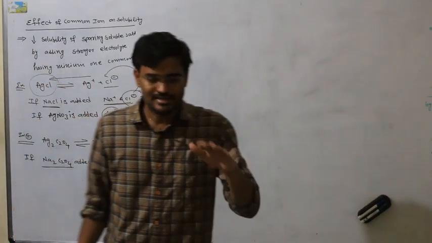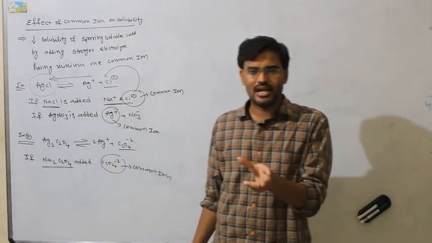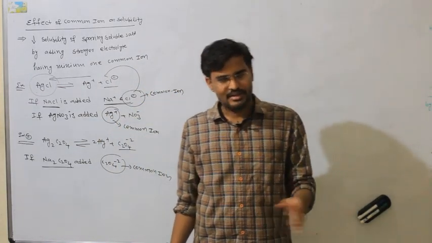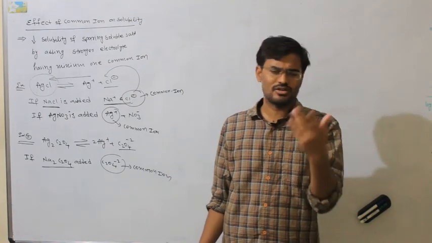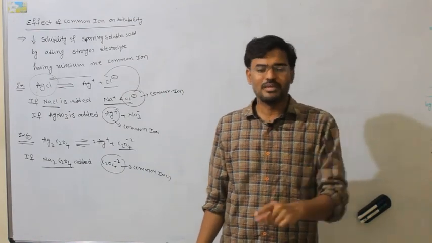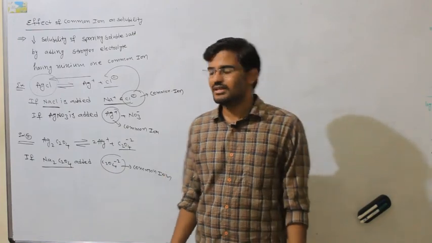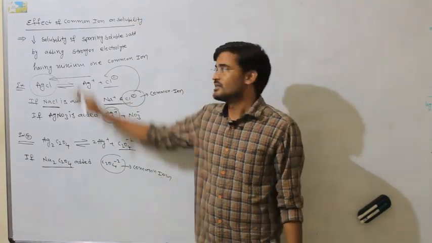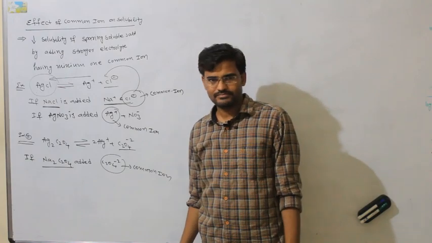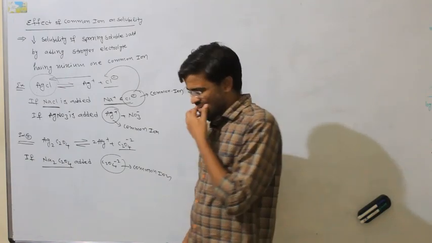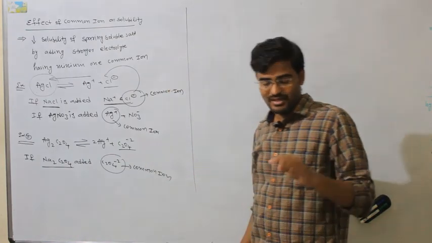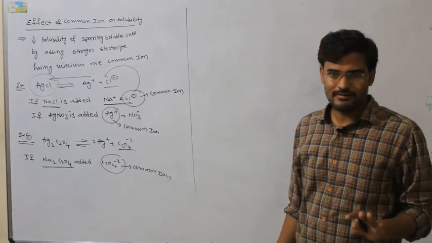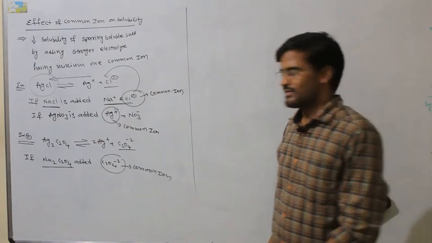Simple point. Suppressing the solubility of sparingly soluble salt by adding a stronger electrolyte having minimum one common ion. Let it have two common ions also, not a problem. But minimum one common ion is supposed to be present, then solubility will be suppressed, which is called common ion effect. Let's take one example so that we will understand whether common ion effect really suppresses the solubility or not. One simple example I will take.